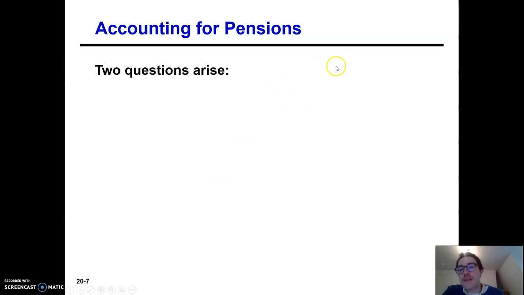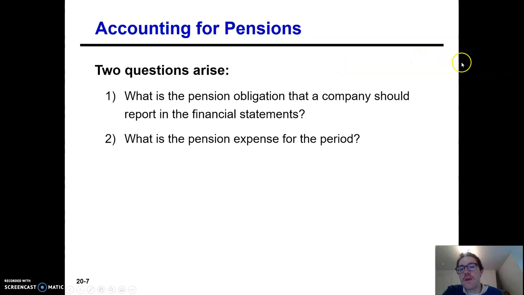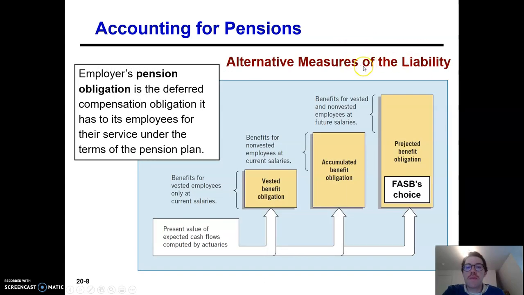So two big questions you've got to think about. One, what is the pension obligation that the company should report on their financial statements? And two, what is my pension expense for the period? Two big questions we're trying to answer here. The first one, what's the liability going to be? The FASB considered three choices. They considered the vested benefit obligation, or VBO here. This would be benefits for vested employees only.